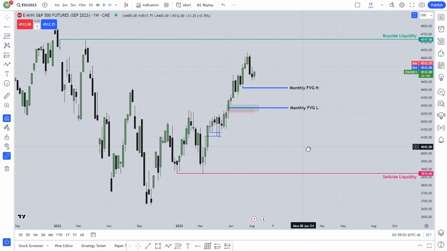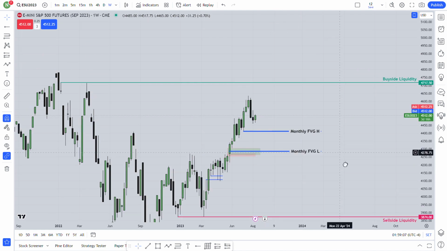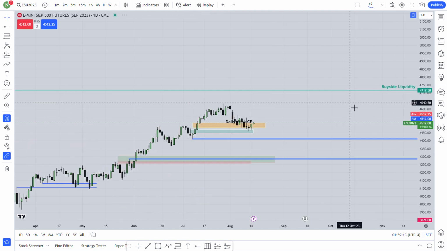Sell side liquidity, it's a long plan. It depends on more information, but right now I'm not thinking about this. Right now I'm concerned about this buy side liquidity. Let's go to the daily chart.